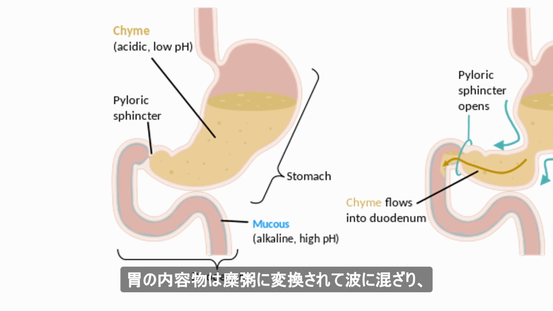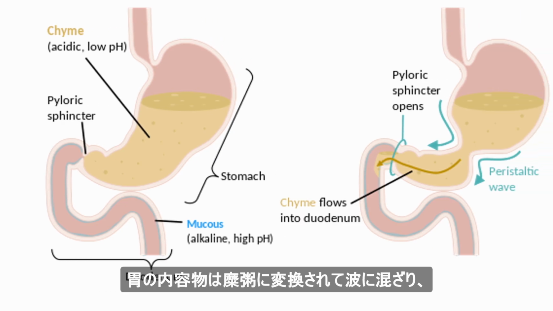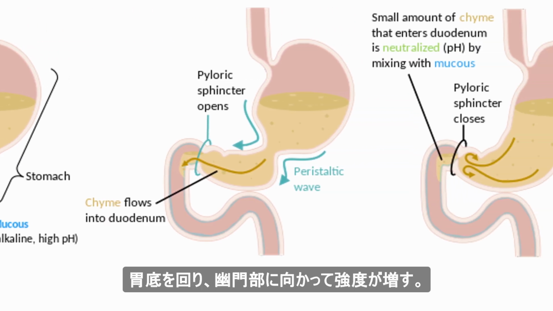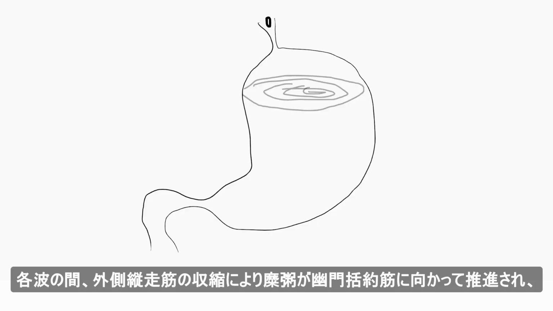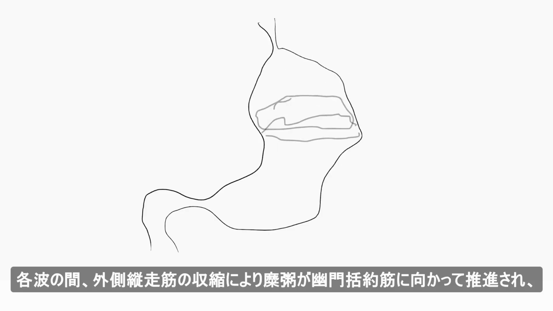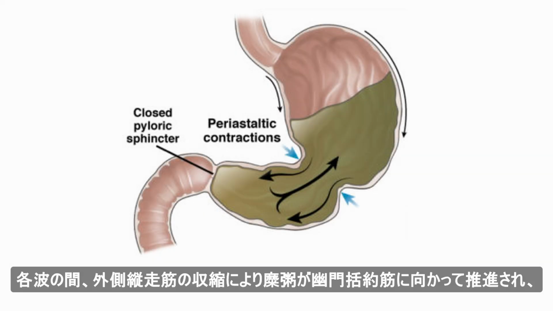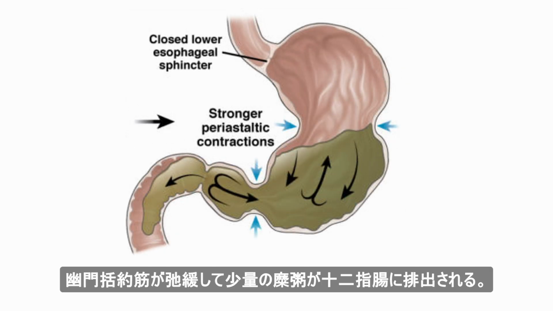Stomach contents are converted into chyme and mix in waves that loop around the fundus and increase intensity towards the antrum. During each wave, contraction of the outer longitudinal muscles propels chyme toward the pyloric sphincter, which relaxes to eject a small amount of chyme into the duodenum.